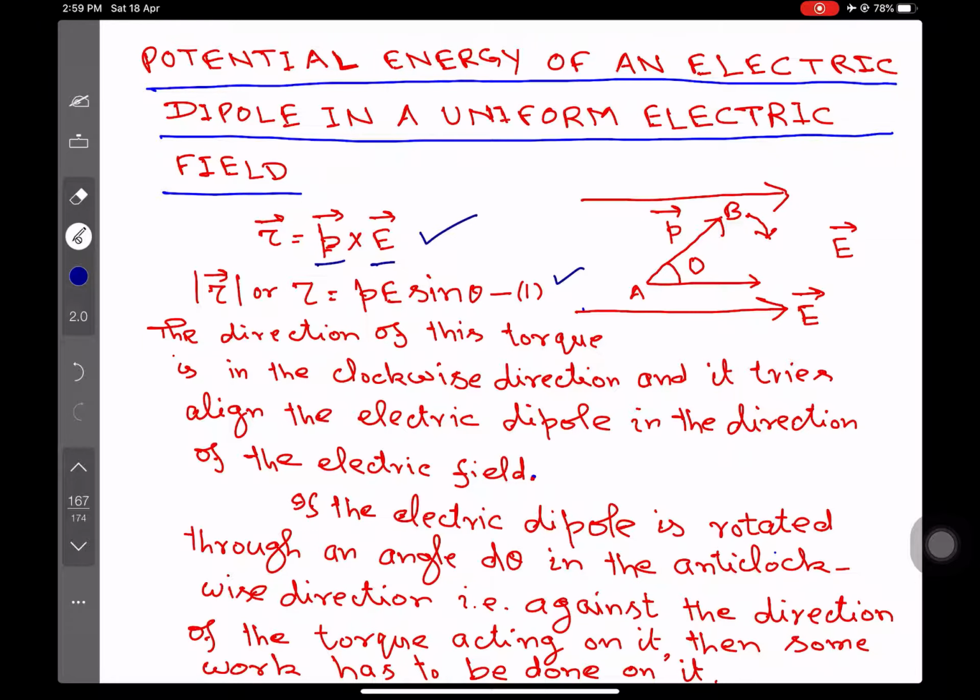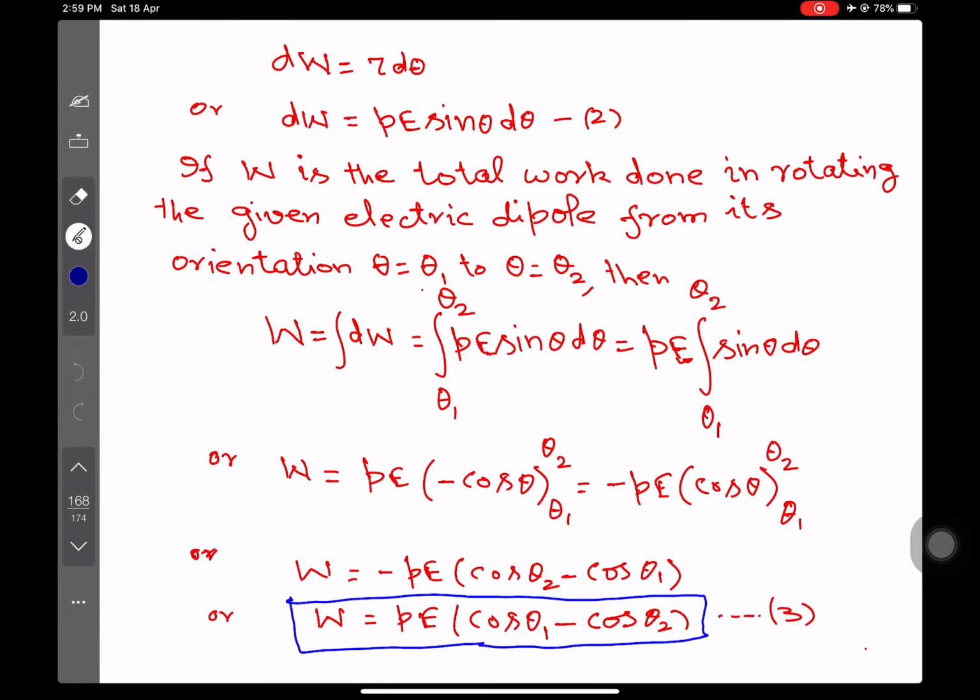So now let us suppose that the electric dipole is rotated through an angle d theta in the anti-clockwise direction, that is against the direction of the torque acting on it. Then some work will have to be done on it. If dw is the work done in rotating the electric dipole through a small angle d theta, then dw will be equal to tau into d theta.